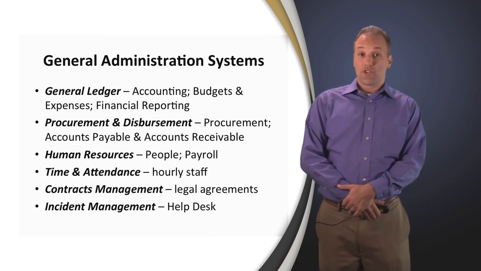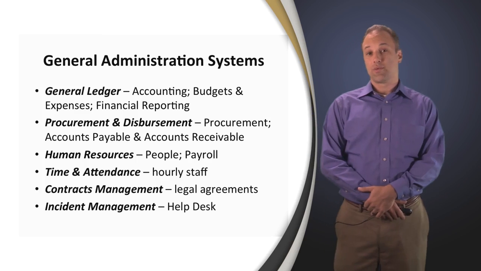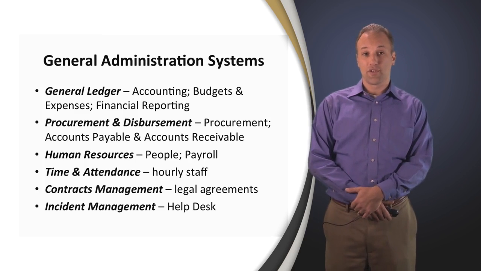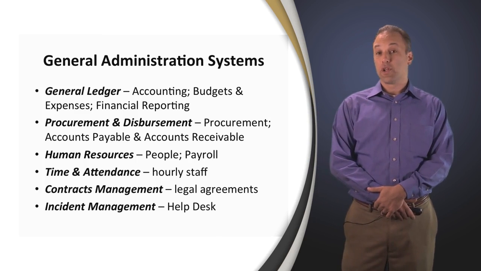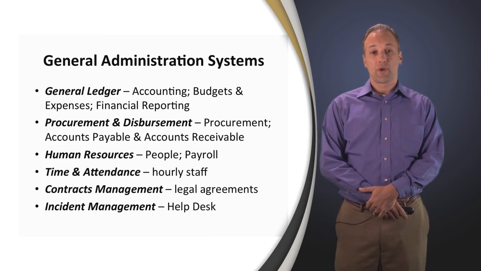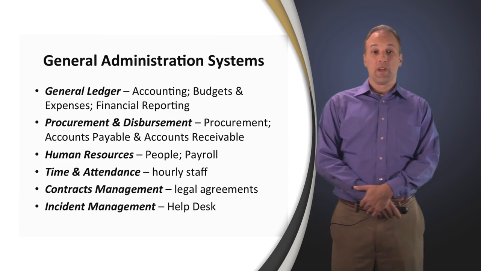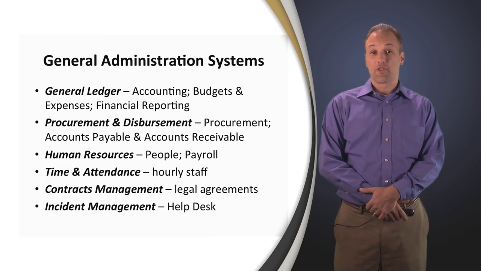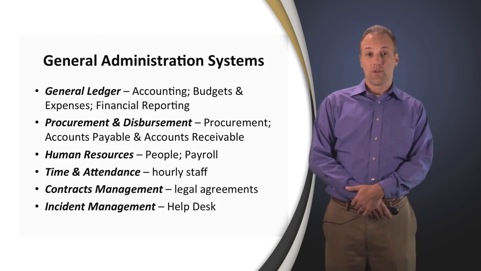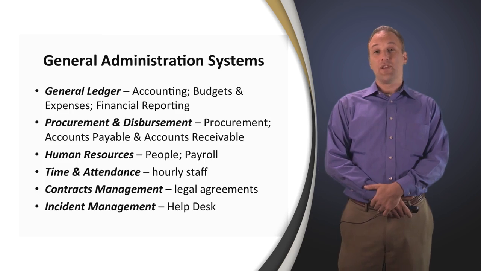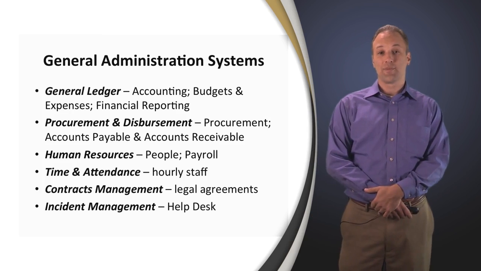Some of the general administration systems you might encounter are the financial systems like the general ledger, which is responsible for accounting functions such as budget, expenses, financial reporting. Also, there is the procurement and disbursement system used to track accounts payable, accounts receivable with vendors. The human resources system is responsible for knowing who the people are in the organization and payroll, very important. And the time and attendance system is used to track just that, time and attendance for hourly staff.